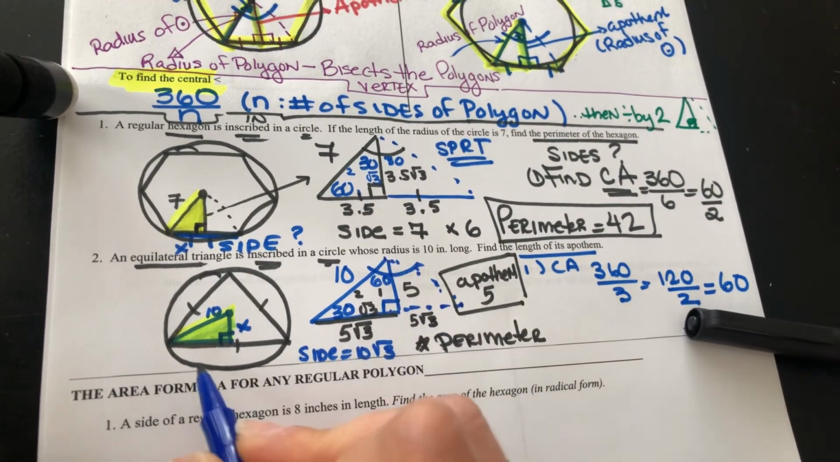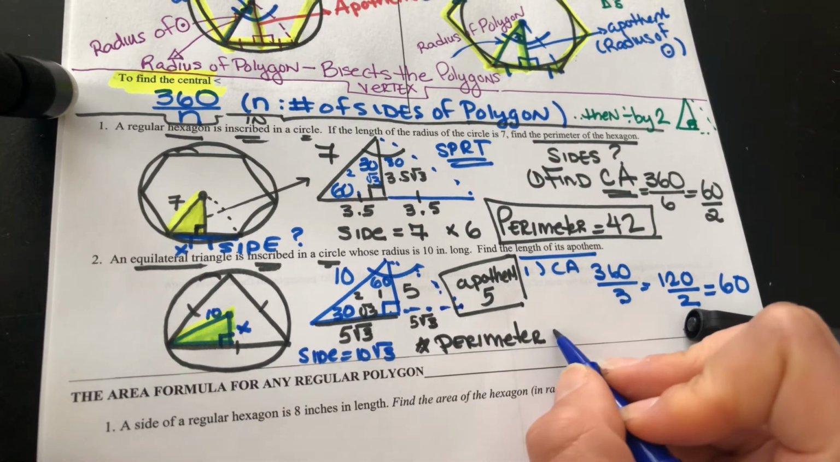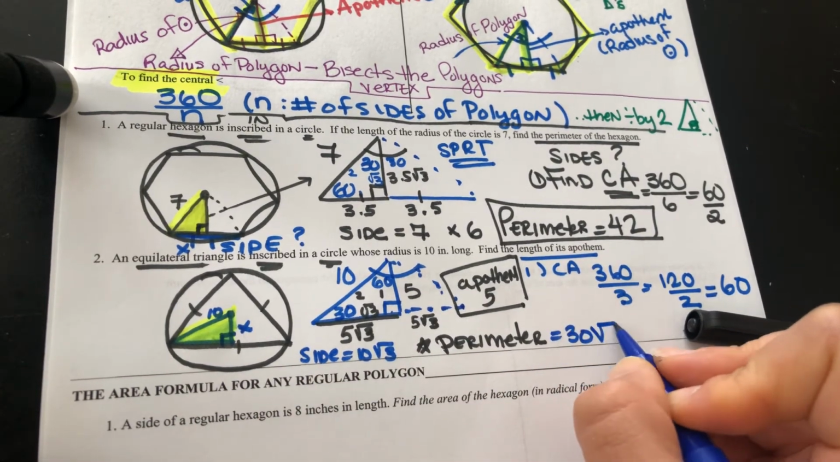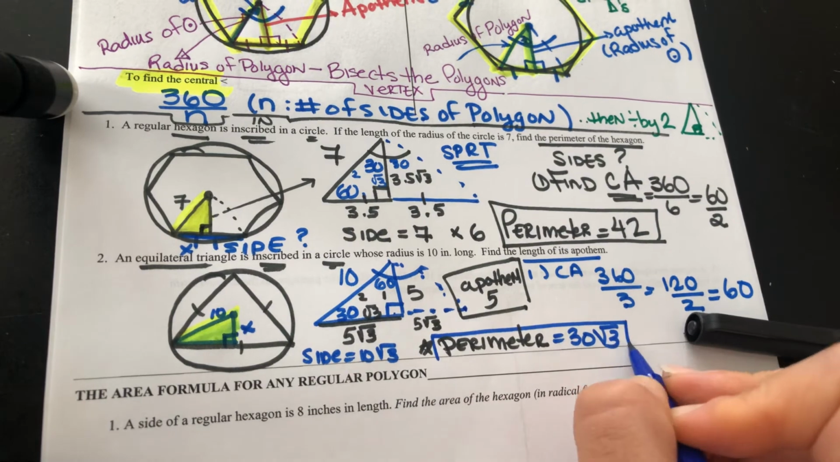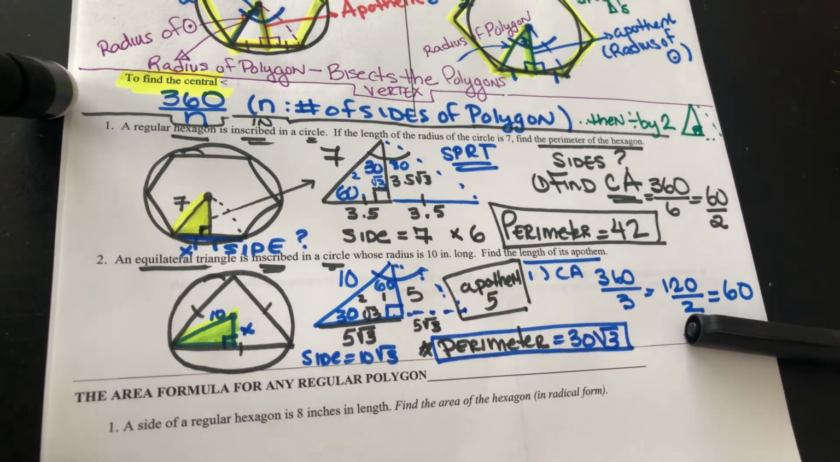So the side is 10 rad 3, and you have 3 sides, so your perimeter would be 30 rad 3. Just working our way around. All right, so those 2 problems were kind of just me showing you and explaining how your apothem works, how the radius works, how you find the central angle.